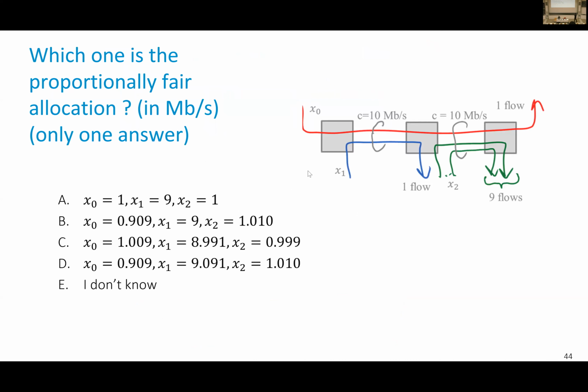So let's return to our second example, where we had known that the previous allocation here is not proportionally fair, if you remember. Now I'm giving you a hint. I'm saying that one of those allocations is the proportionally fair allocation. So I computed it. One of them is the proportionally fair allocation. Which one is it?